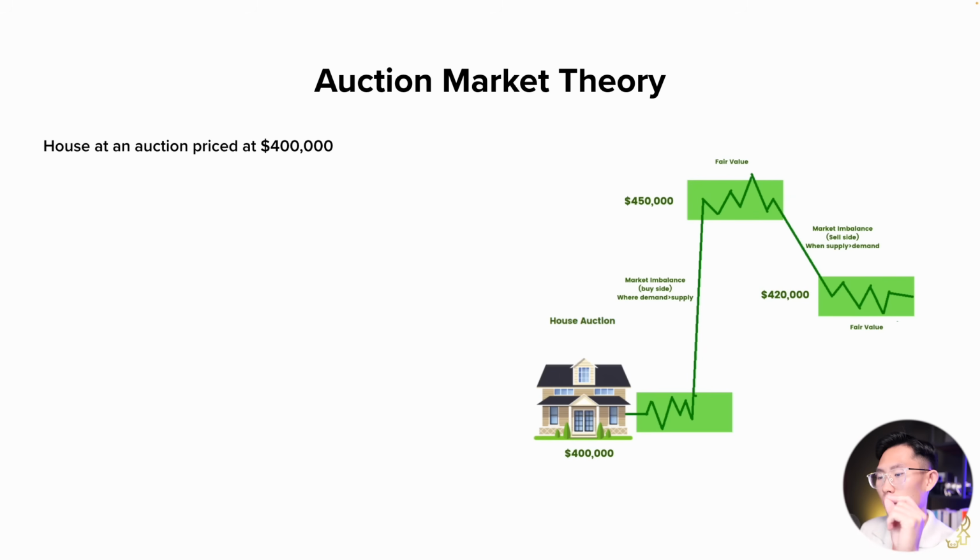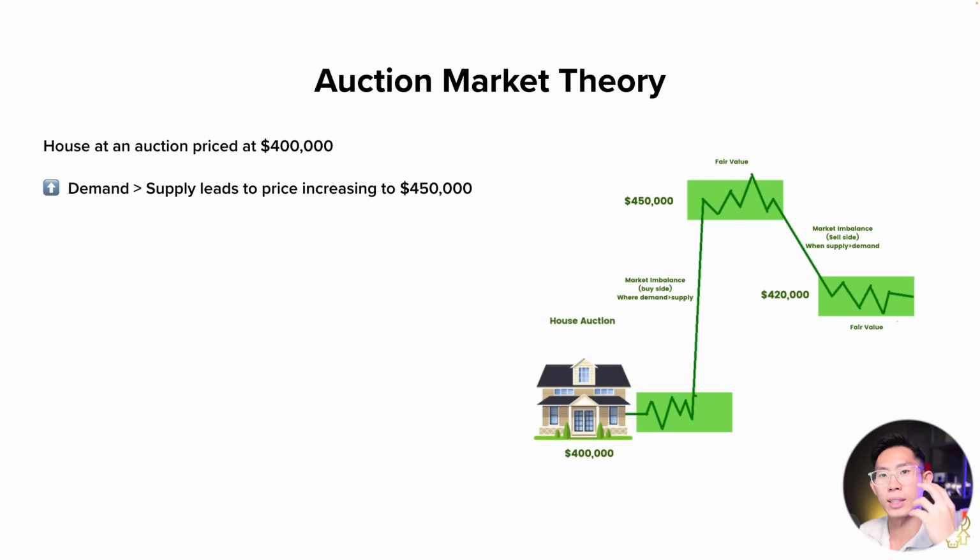Say there is a beautiful 5-bedroom house that is on auction right now and is priced at $400,000. Now, since this house is so gorgeous and is located right beside the beach, it has such a great location, people perceive this house as valuable. So they start bidding for it. I want to buy this house at $420,000. I want to buy this at $430,000. And when this happens, this creates demand.